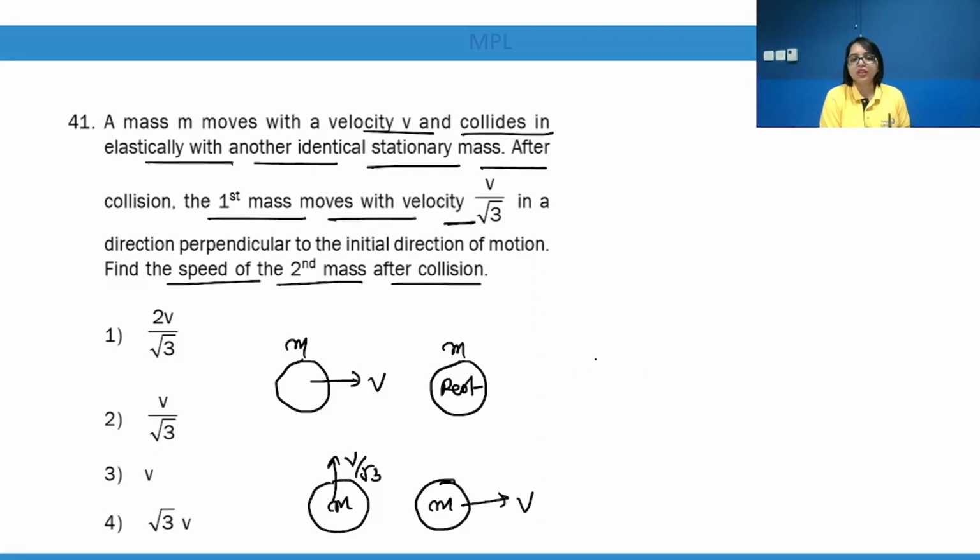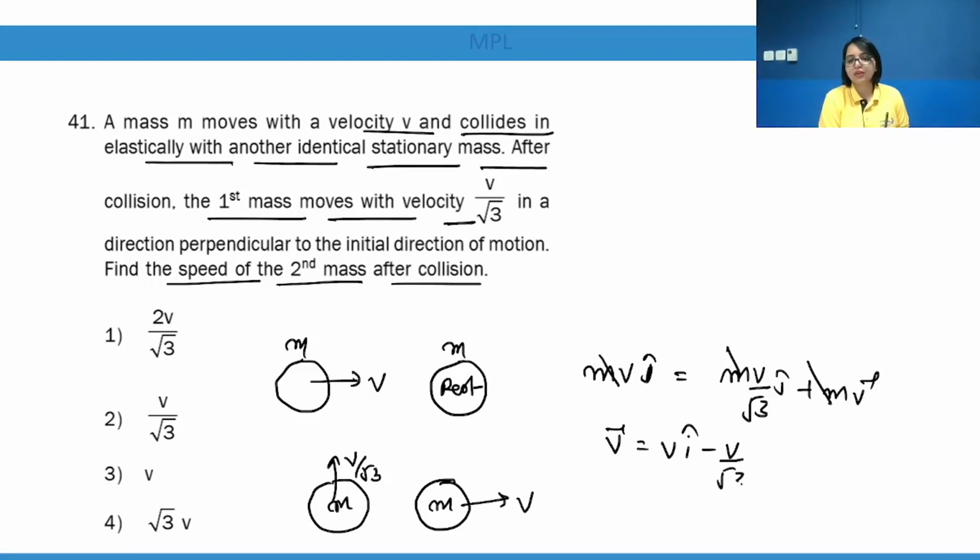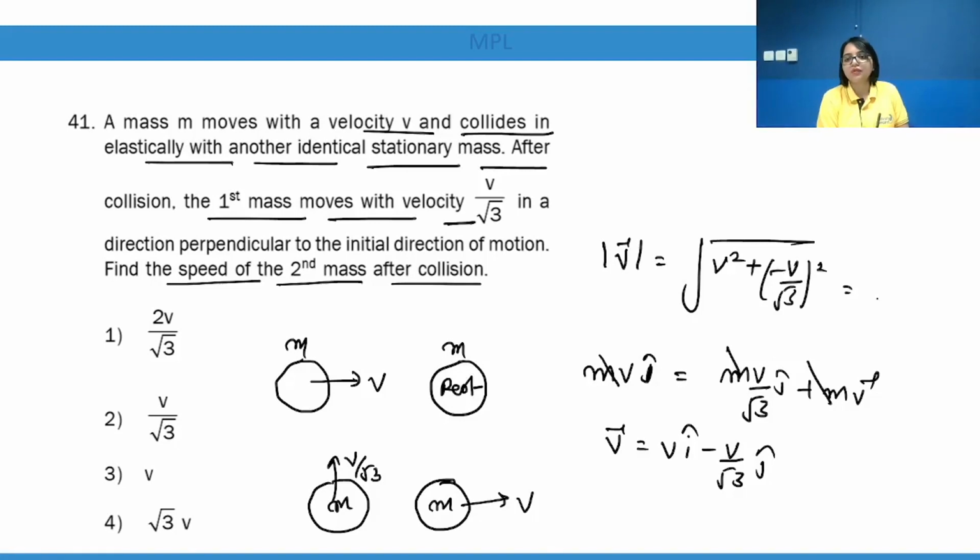Fine. So initial momentum will be mv i cap, which equals final momentum: mv by root 3 j cap plus, let's say, mv vector. So this m will cancel. So we have v vector as v i cap minus v by root 3 j cap. So magnitude of this velocity vector will be square root of v square plus (minus v by root 3) whole square, which equals 2v upon root 3. So speed of the second ball after the collision is 2v upon root 3, which is option 1.